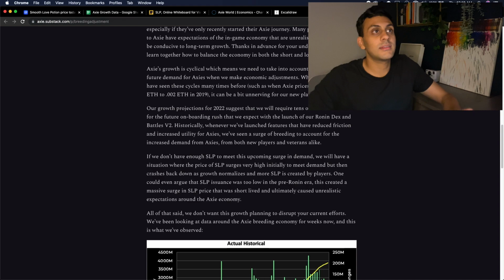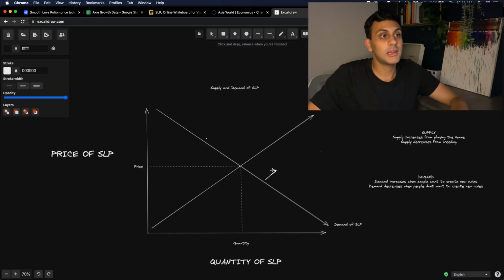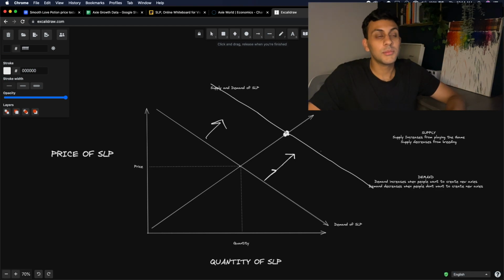So what does this mean? So in this scenario, the demand of SLP would increase and there would be a large spike. So I'll move this up right here. So the demand would then be up here. And you can see the new equilibrium price would be much higher.